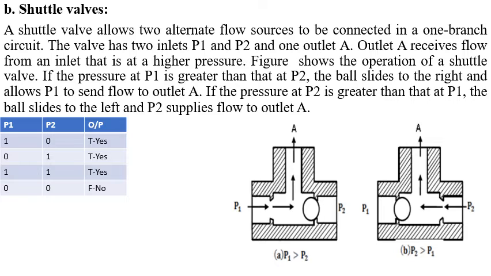This is the representation of the shuttle valve. Here there are three columns: P1, P2, and A. P1 and P2 are the inputs and the output is A. This is the truth table. When P1 is 1 and P2 is 0, there is an output. When P1 is 0 and P2 is 1, there is an output. When both inputs are present, 1 1, there is an output.